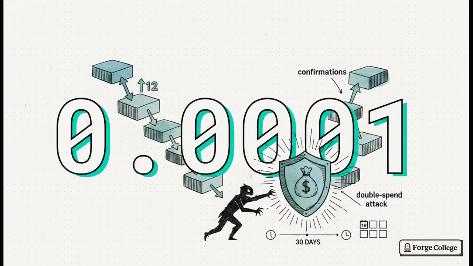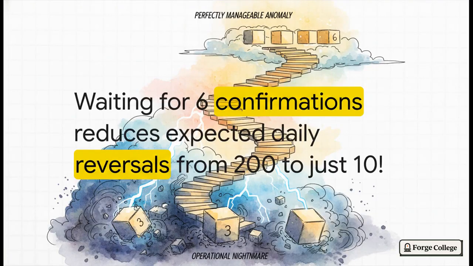They honestly don't care if a user has to wait a few extra minutes. What they care about is not losing $1 million to a double spend attack. And it's wild how dramatically the math shifts with just a tiny tweak to your parameters.